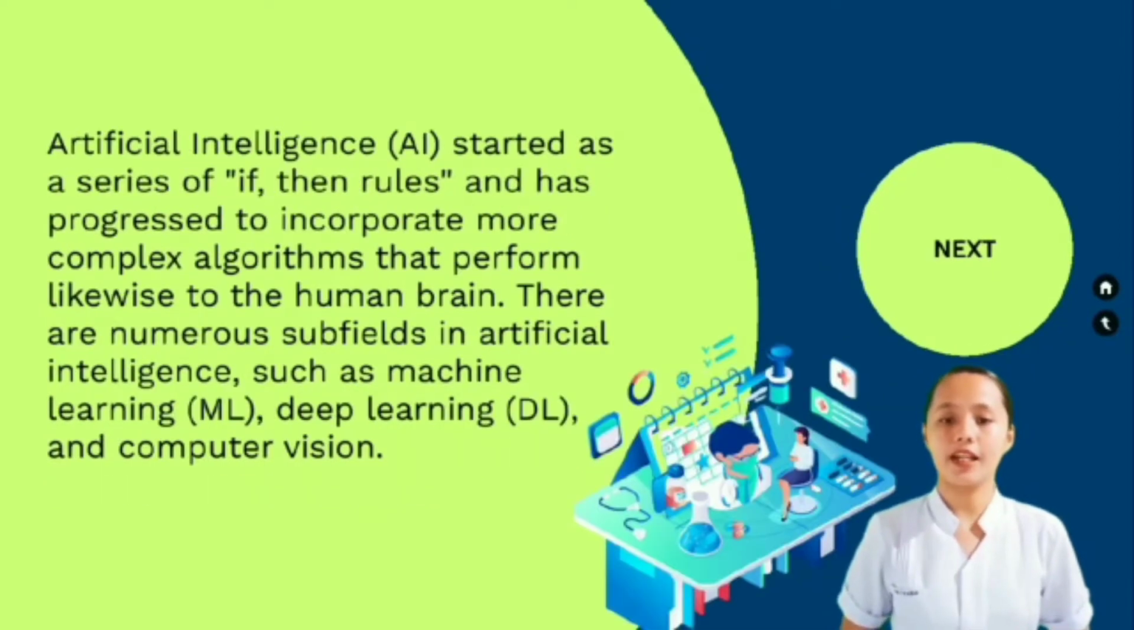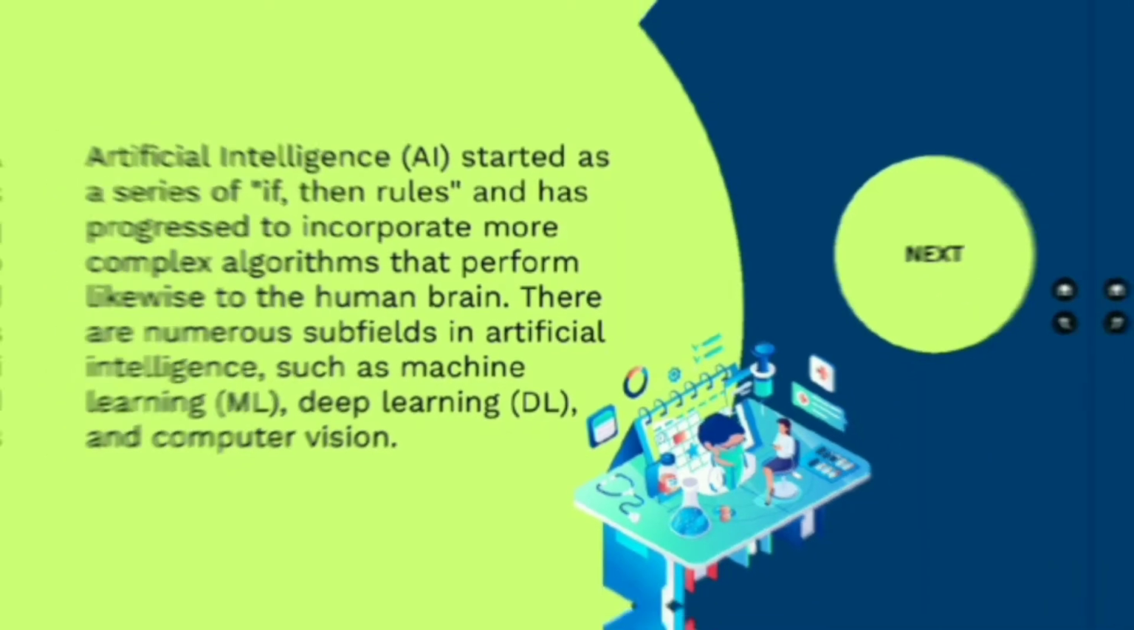Artificial intelligence began as a simple series of if-then rules and has advanced over several decades to include more complex algorithms that perform similarly to the human brain. There are many subfields in artificial intelligence, such as machine learning, deep learning, and computer vision.